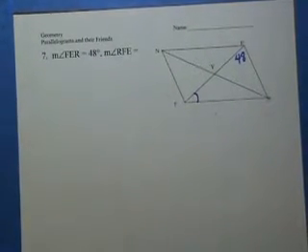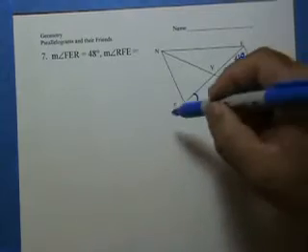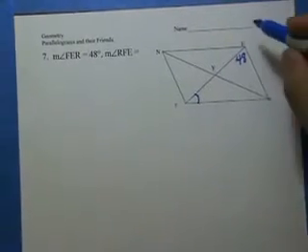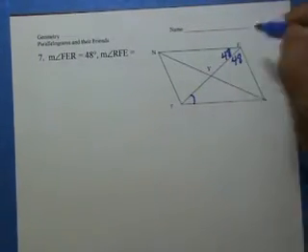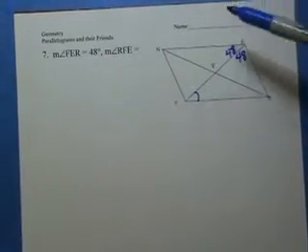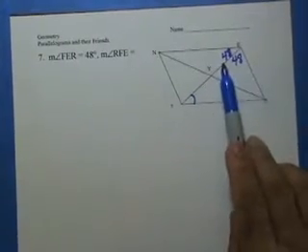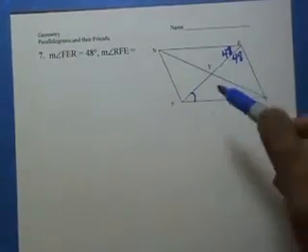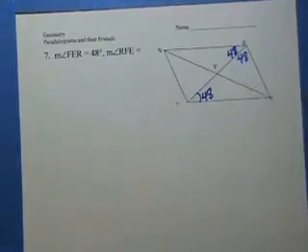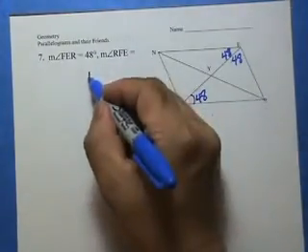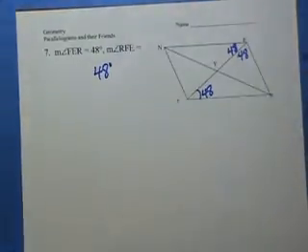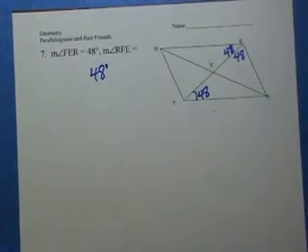Alright, remember, the diagonals of a rhombus bisect their angles, so this is 48. Okay. A rhombus is also a parallelogram, so alternate interior angles are congruent. So the one I just marked up here and this one down here are the same, 48. So, number 7, measure of angle RFE is 48.